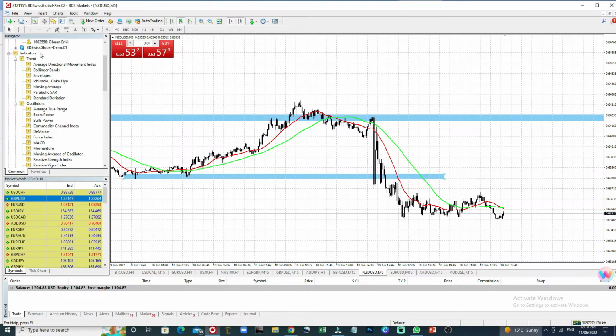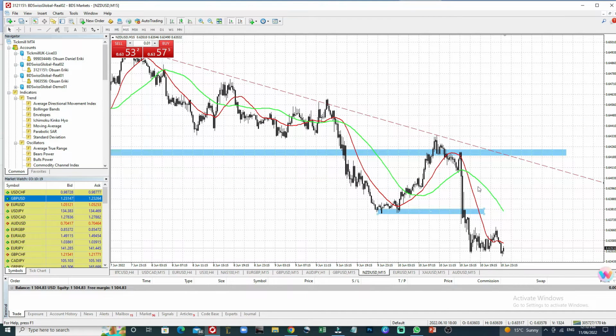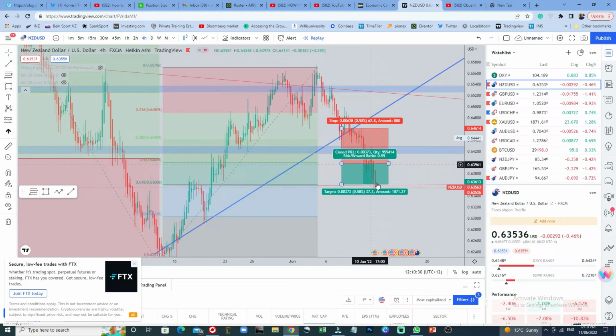As you can see here, NZD USD. Now let's go to the 15 minutes time frame. You can see I took my position from this region. This is the trend line, then it came down, and then I was able to take the position there, and you can see that I was in profit there. So I stopped here, then the market was just going down.